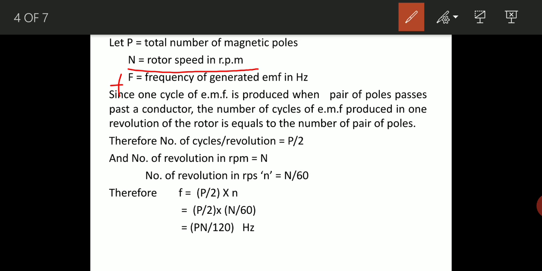Capital N is the revolutions per minute, and the number of revolutions per second, small n, is N by 60. Hence, frequency is the product of the number of cycles per revolution and revolutions per second. By putting the value of small n, you get the frequency equation as f equals capital P into N divided by 120 Hz. From this equation, it is very clear that frequency depends on the number of poles and the speed of the alternator.